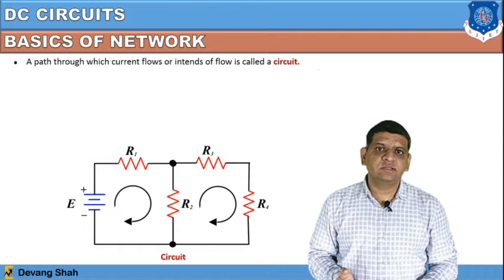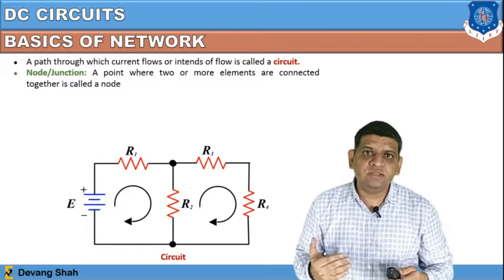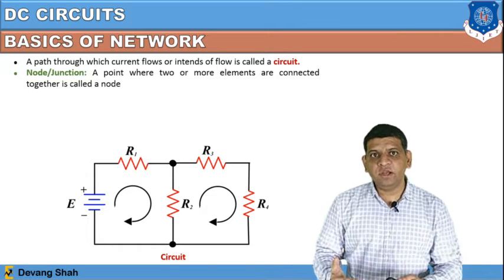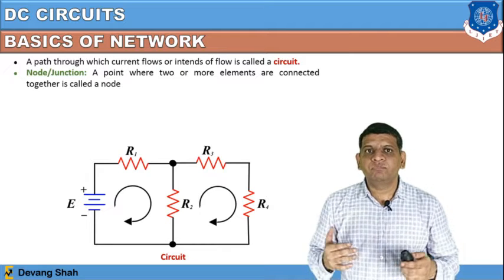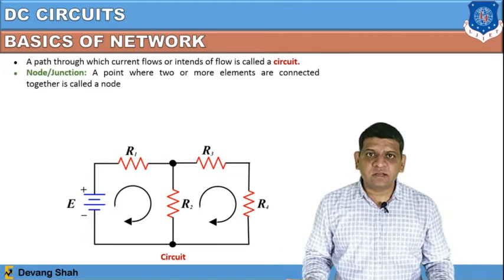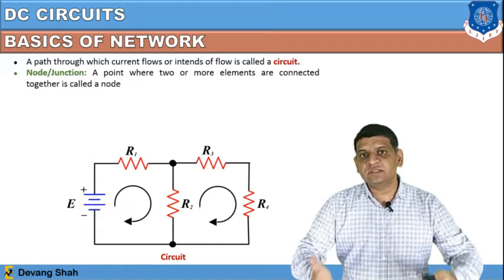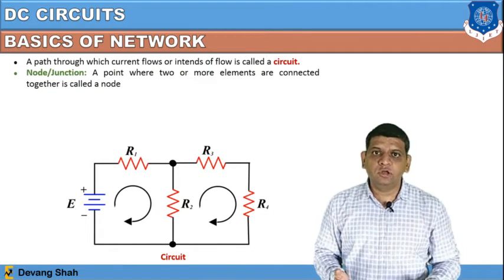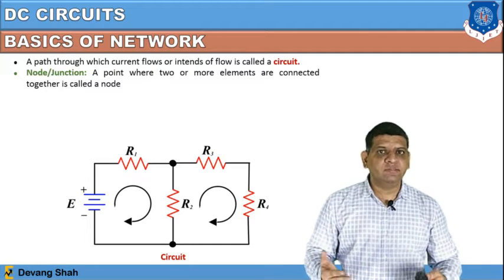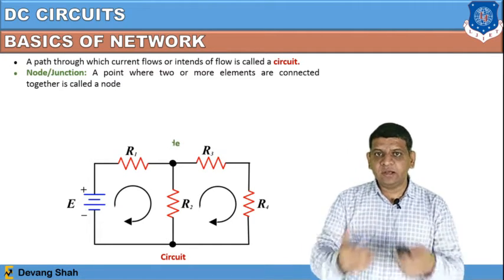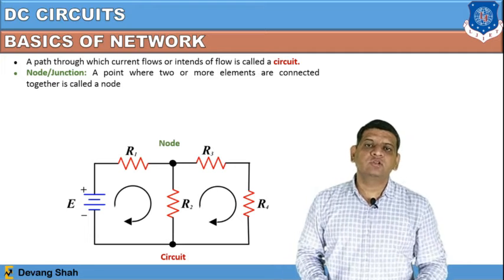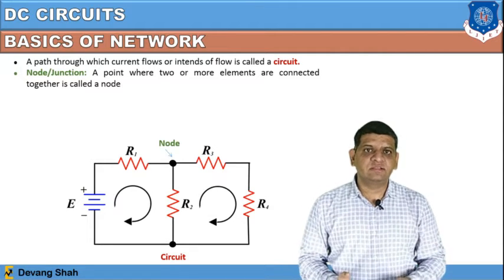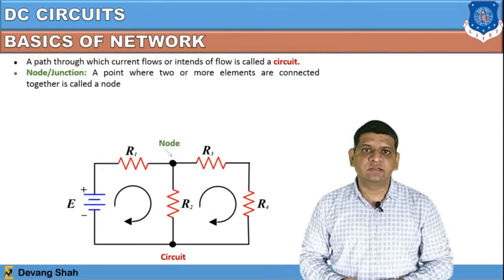Next, we need to understand what a node is. A point where two or more elements are connected, or in another sense, where three or more branches are connected at a particular point, we define either as a node or a junction. You can see here the location of a node or junction in this electrical circuit.